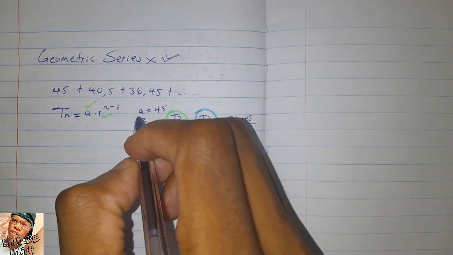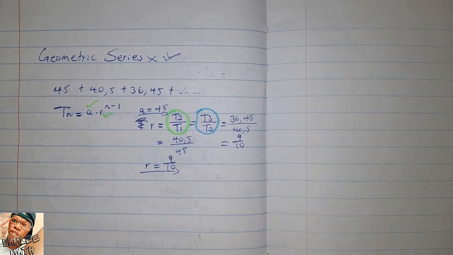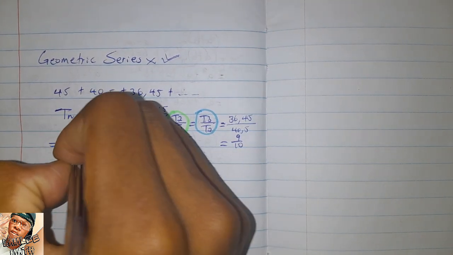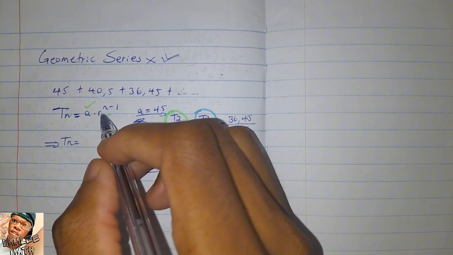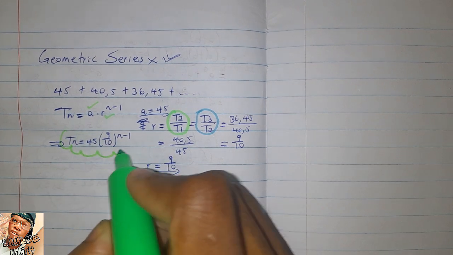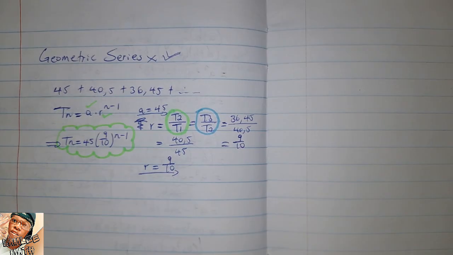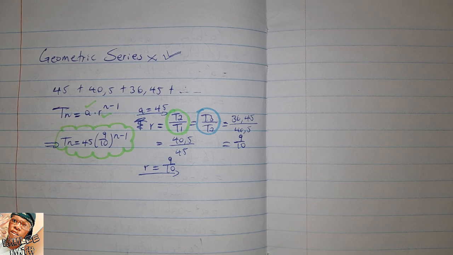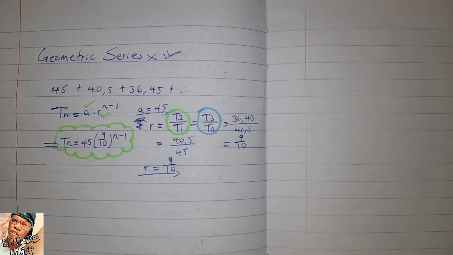So that means A is 45 and R is 9 over 10, right? Therefore, now that we have the values of A and R, Tn is equal to 45 multiplied by 9 over 10 to the power n minus 1. That means the nth term is equal to 45 multiplied by 9 over 10 to the power n minus 1, right? We have not yet answered the questions. So this is what you should do first before you attempt any question.